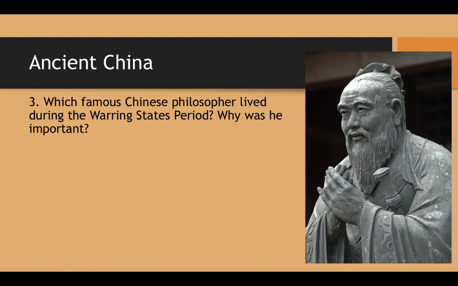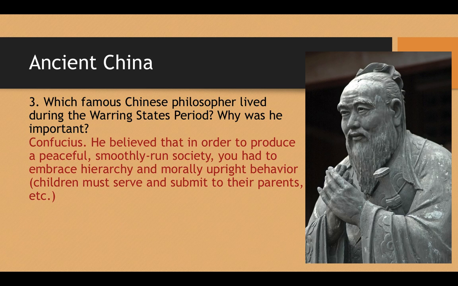One famous Chinese philosopher that lived during the Warring States period was named Confucius. There's even an Eastern religion named Confucianism that follows his teachings. So he believed that in order to produce a peaceful, harmonious, smoothly run society, you had to embrace hierarchy, which means certain people are superior to others, have different statuses, okay, different social statuses, basically. And he also said you have to embrace morally upright behavior. One of his big things was children serving and submitting to their parents, okay?